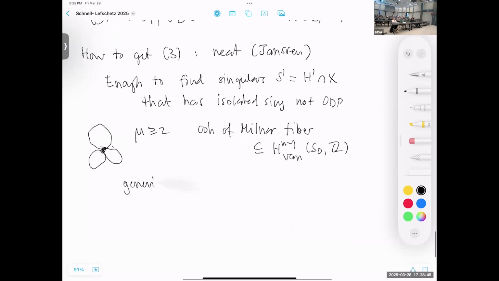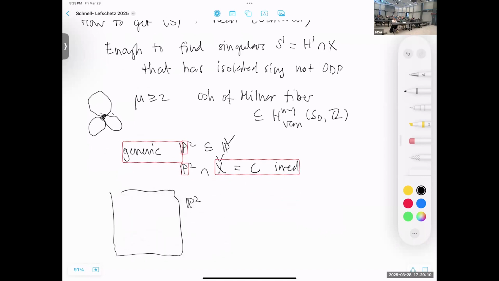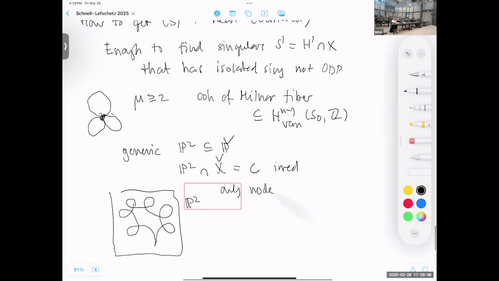We take a generic, or the way Janssen does it, we take a generic P2 inside of this P check. This generic P2 is going to intersect the dual variety in an irreducible curve, right? And if I pick this P2 generic, then the curve will have generic singularities, which means it can only have nodes and cusps. So if this is the P2, the curve can have some nodes, maybe some cusps, but those are the only singularities that can show up. At a general point on the curve, I have one ordinary double point. At a node, I get 2 different ordinary double points, but they stay 2 separate ordinary double points, right?